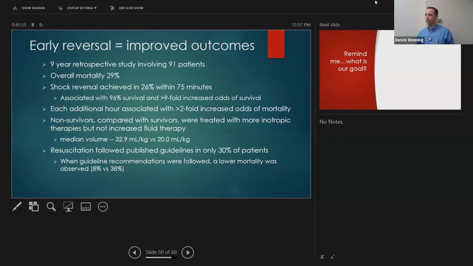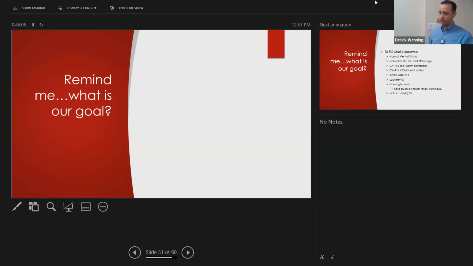Okay, so, and this is not like a small, like podunk, like itty bitty hospital. This is like a tertiary referral children's hospital. Sorry for the red, but this is your goal.